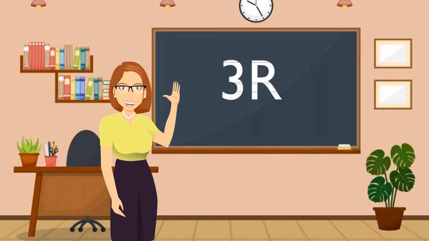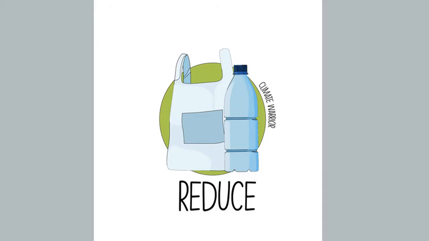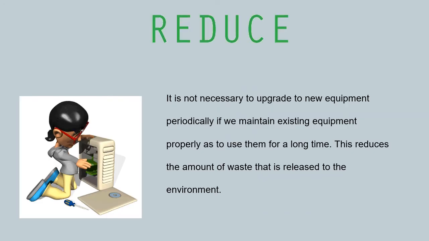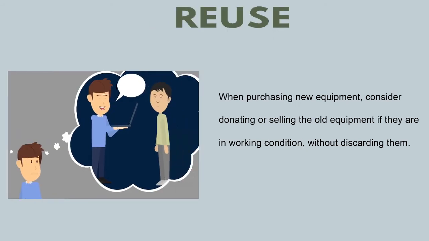For that, the 3R system can be used. 3R means reduce, recycle, and reuse. Reduce. It is not necessary to upgrade to new equipment periodically if we maintain existing equipment properly so as to use them for a long time. This reduces the amount of waste that is released to the environment.